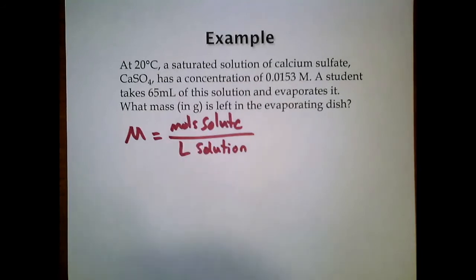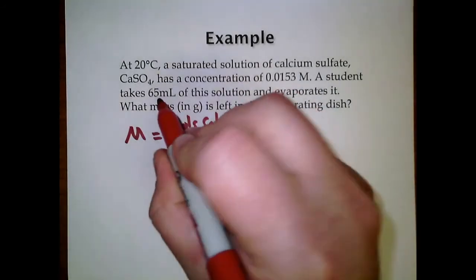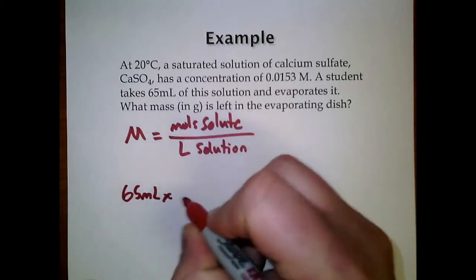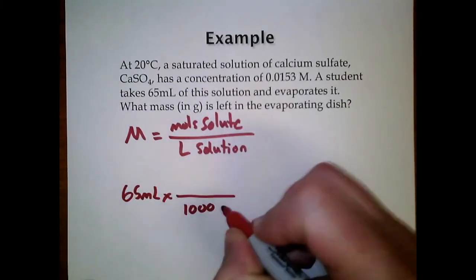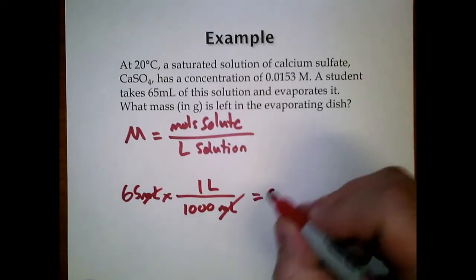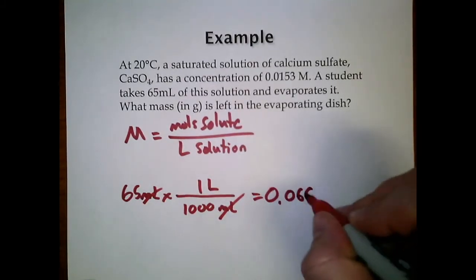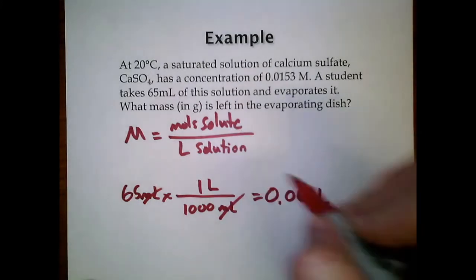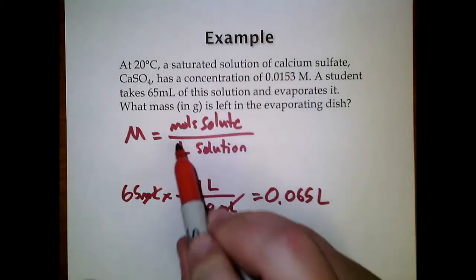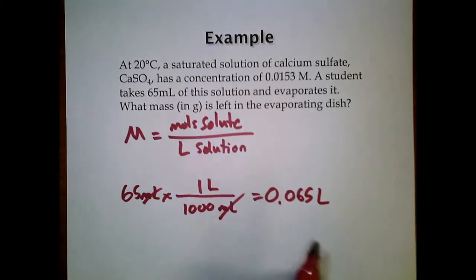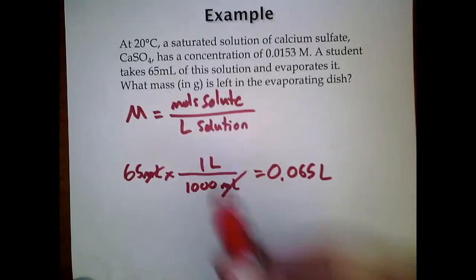I'm only missing this one right up here. So what I'm going to do, first off, I'm going to convert the 65 milliliters into liters. So there are 1,000 milliliters in 1 liter. Milliliters on bottom, so it cancels. That gets me 0.065 liters is actually how much I have of this solution. And now I'm going to plug everything I know into this equation, and the one thing I don't know is what I'm going to find. So I do know the molarity, so I'm going to plug that in down here.